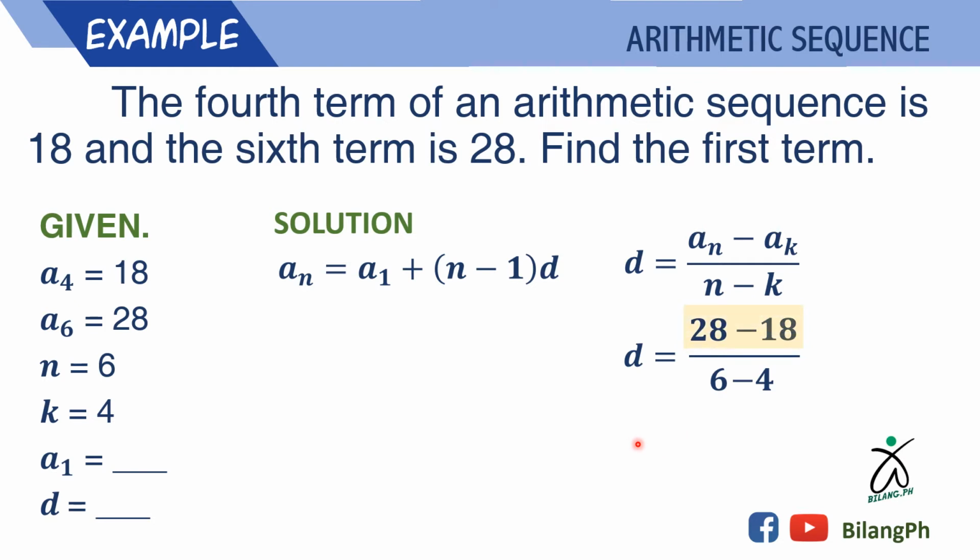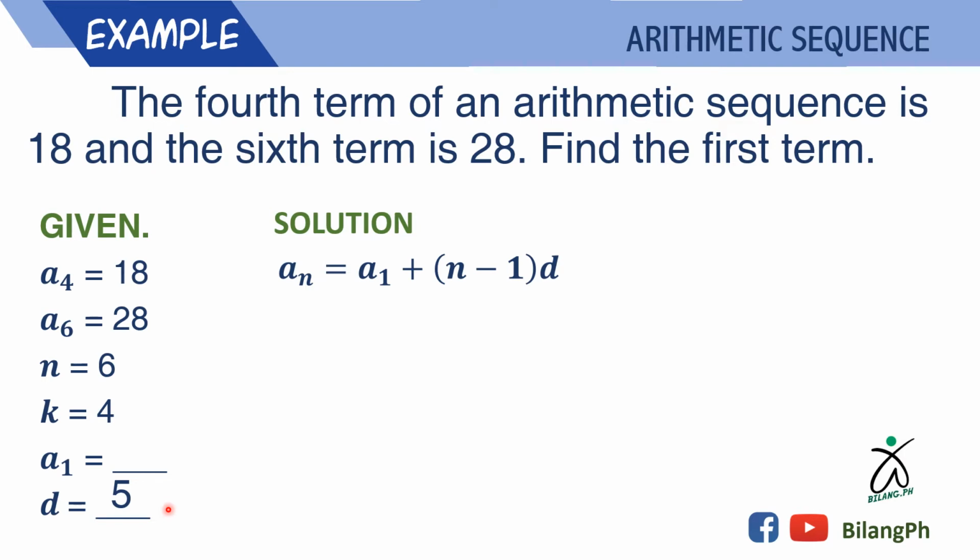Solve. 28 minus 18 is 10. 6 minus 4 is 2. 10 divided by 2 is 5. The common difference is 5. Yan, meron ka ng common difference. So, pwede na nating masolve ang A sub 1 gamit yung ibang given.